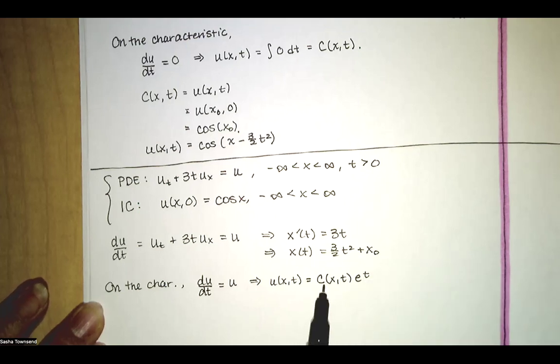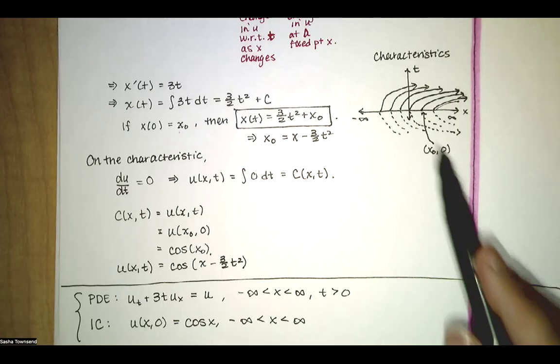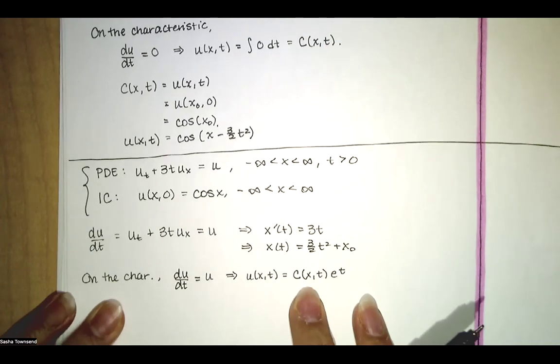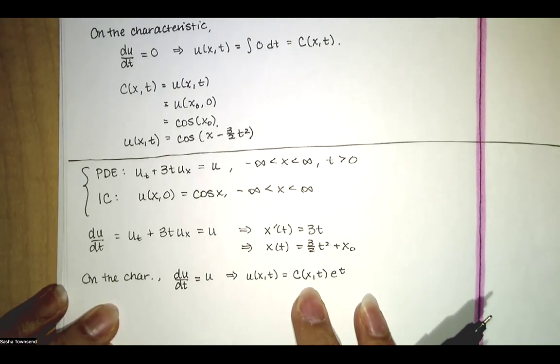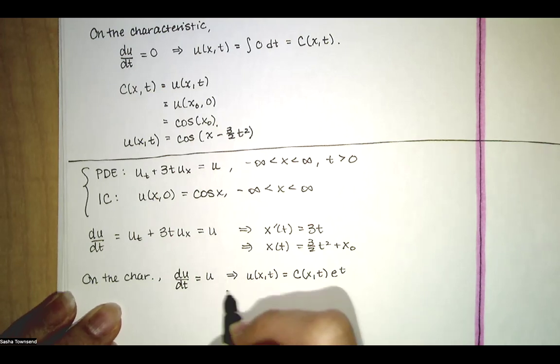But notice that I've written this constant as a function of x and t. I know you're probably thinking, well, it doesn't look like a constant if it's a function of x and t. And you're right, but it is constant when we're on a characteristic. So when we're on this path, we're going to get a constant here. Now, in order to find the value of that constant, we solve this equation for the constant.